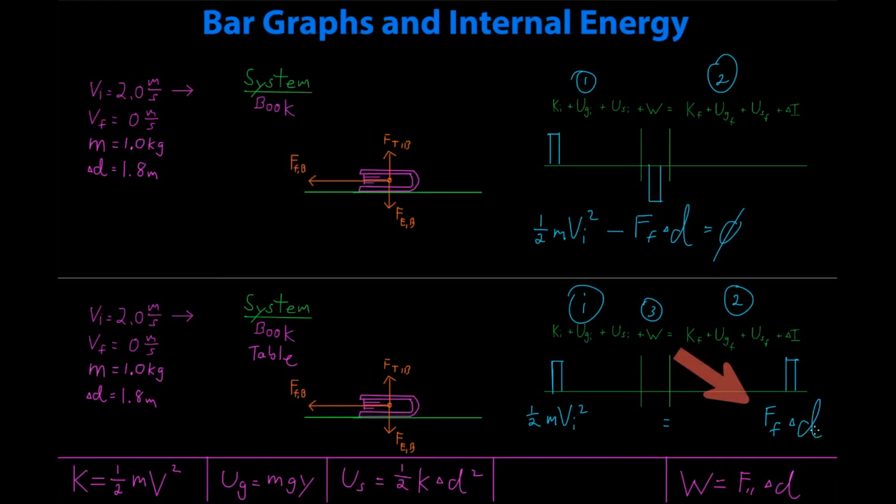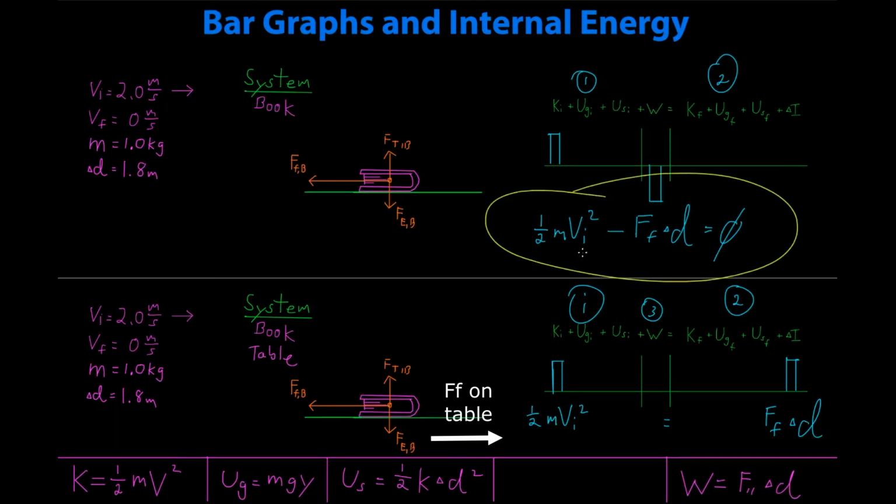Something to keep in mind here is that this does not reference the force of friction on the book. It references the force of friction on the table. In other words, if the table is exerting a frictional force on the book to the left, then the book is exerting a frictional force on the table to the right, which is the positive direction. Now notice this equation and this equation essentially say the same thing.